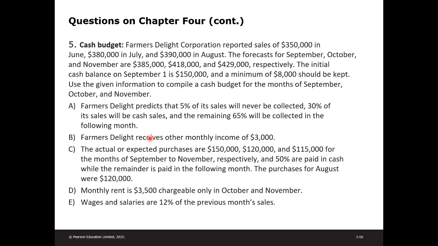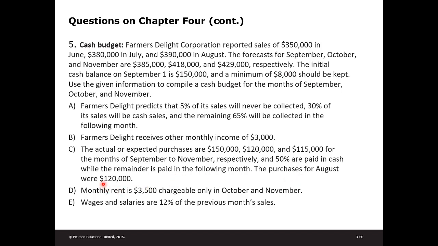Okay. Also, we have other information: Farmers Delight predicts that 5% of its sales will never be collected, so we will collect only 95% of the total sales. 30% of them will be cash sales, and the remaining 65% will be collected in the following month, which means we have a 1 month lag accounts receivable. Next, Farmers Delight receives other monthly income of $3,000, so we have other cash receipts of $3,000 each month. The expected purchases are $150,000, $120,000, and $115,000 for the months of September to November, respectively. And 50% of them are paid in cash, while the remainder is paid in the following month, which means we have a 1 month lag accounts payable.